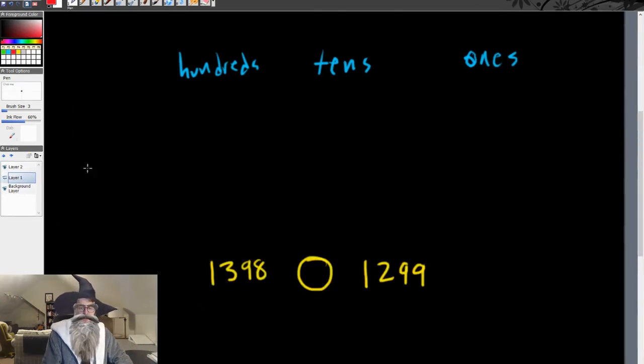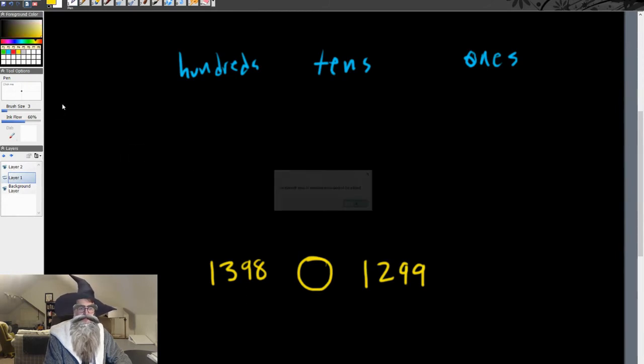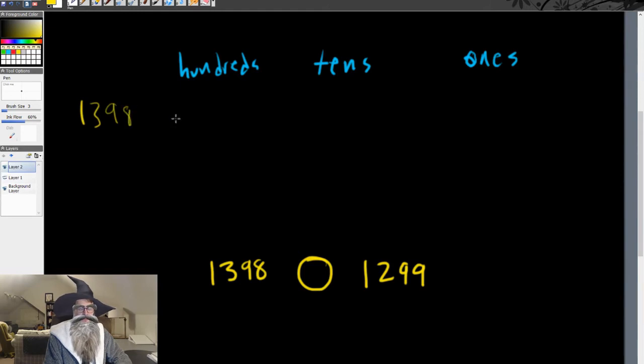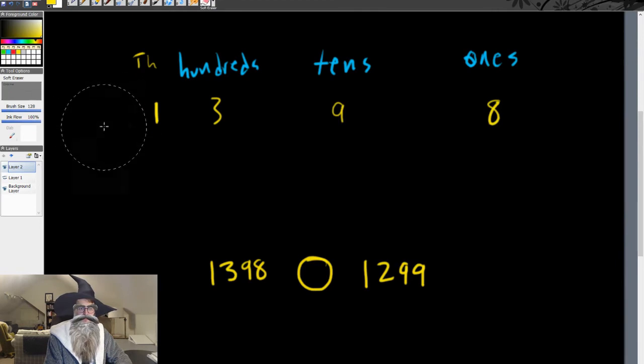Let's look at 1,398 versus 1,299. Let's put that on our place value chart. 1,398. I forgot my thousands place, so I'm just going to tack it on here. 1,000, 3 hundreds, 9 tens, and 8 ones. That's just a tad bit messy for me, so I'm going to erase that and move this over just a tiny bit.